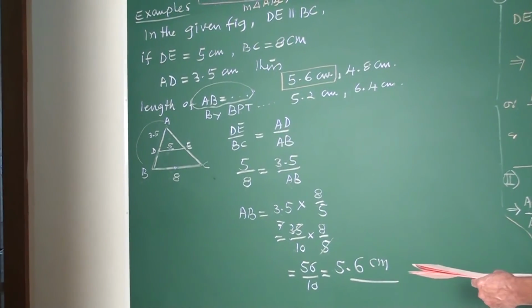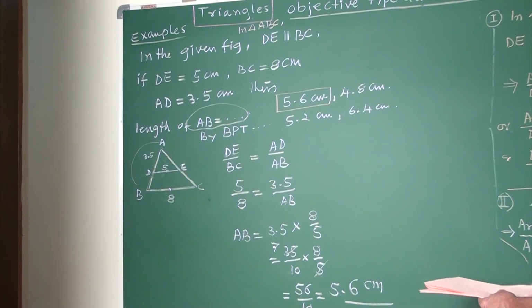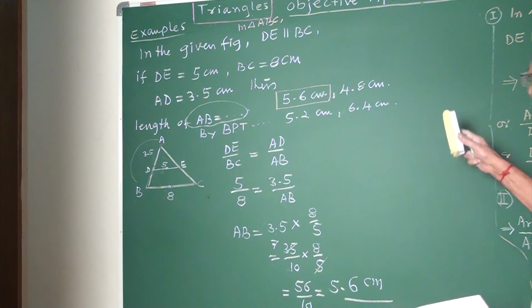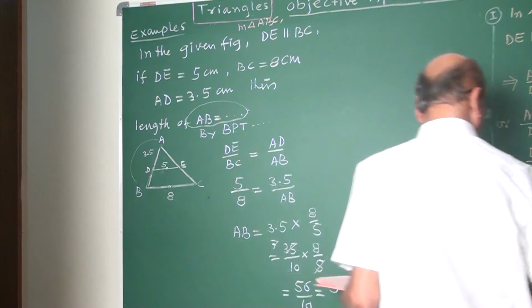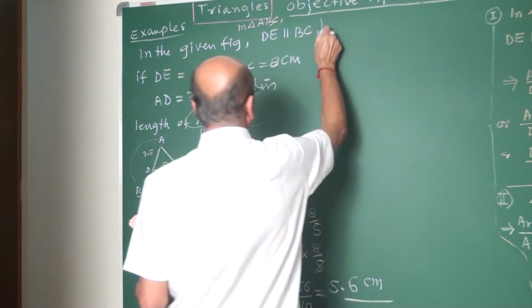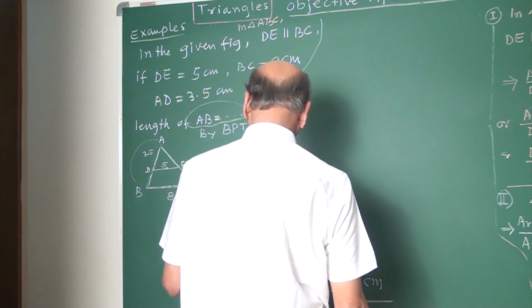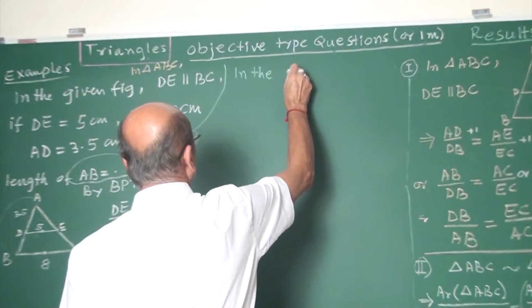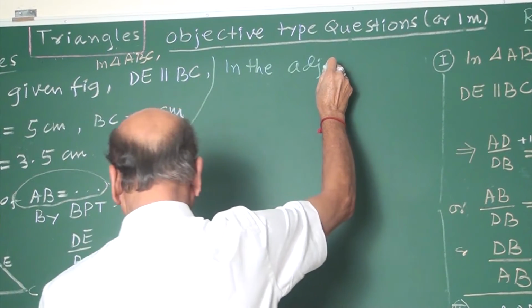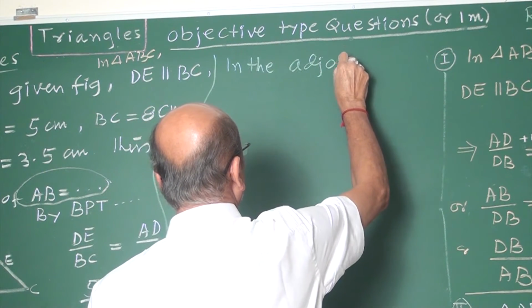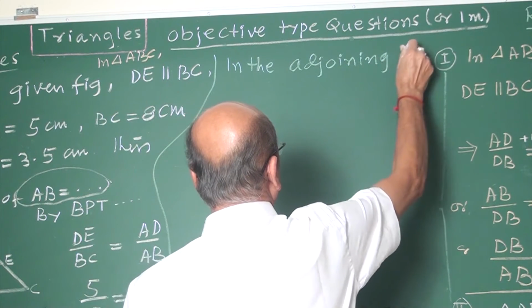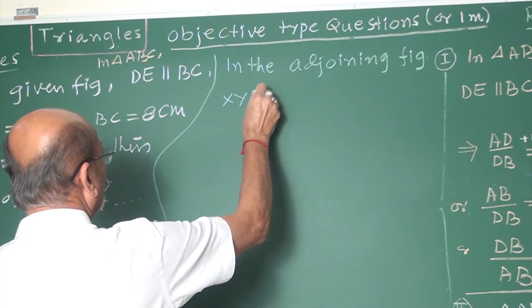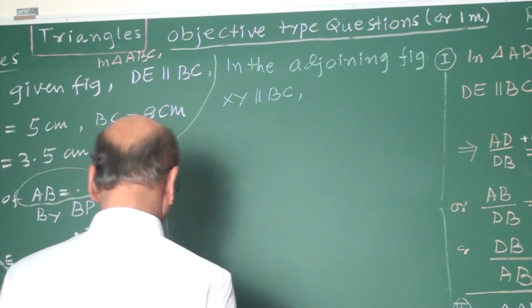Yes, my friends. Another example is, yes, friends. Copy it. Another example is this, my friends. In the adjoining figure, XY is parallel to BC.